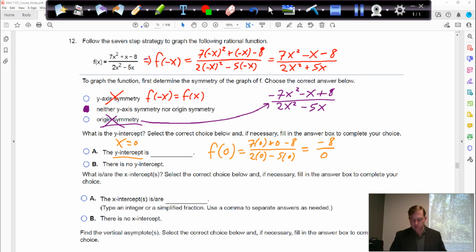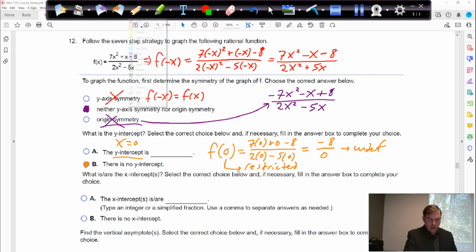Now, take a look at this. You can't have 0 on the bottom. So 0 is actually going to be a restricted value. So this is going to be restricted. And so this is undefined because you can't divide by 0, so there is no y-intercept. Kind of an interesting one.